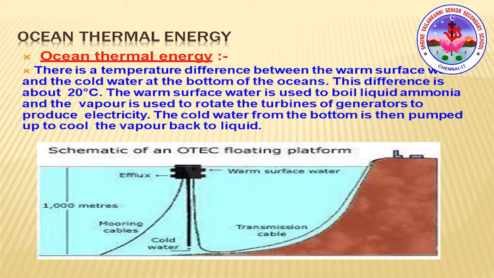The ocean thermal energy: there is a temperature difference between the warm surface water and the cold water at the bottom of the ocean. It is usually happening, right? So this difference is about 20°C. The warm surface water is used to boil the liquid ammonia, and the vapor is used to rotate the turbines to produce the electricity. The cold water from the bottom is then pumped up to cool the vapor back to the liquid.